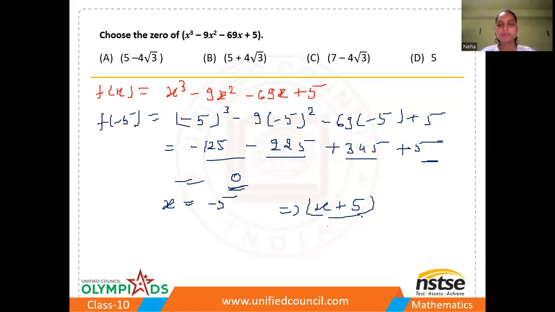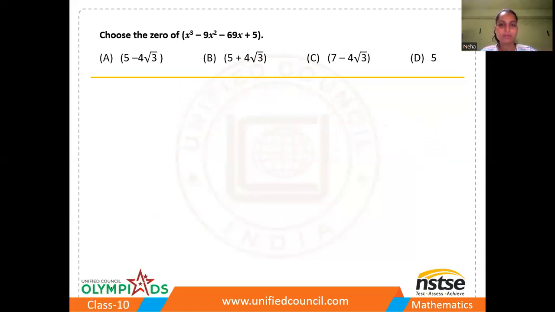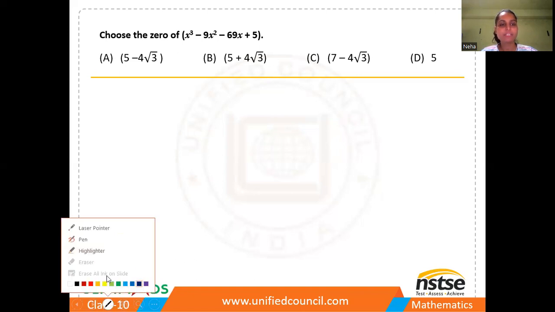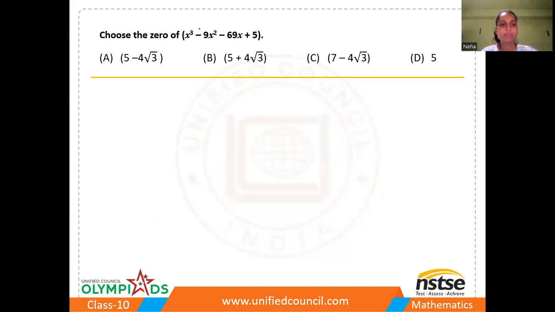That means x plus 5 is the factor. If x plus 5 is a factor of the given equation, then if I divide the equation by x plus 5, the remainder should be equal to 0. So let me do this. Let me divide the equation by x plus 5. It becomes x plus 5 divided into x cube minus 9x square minus 69x plus 5.